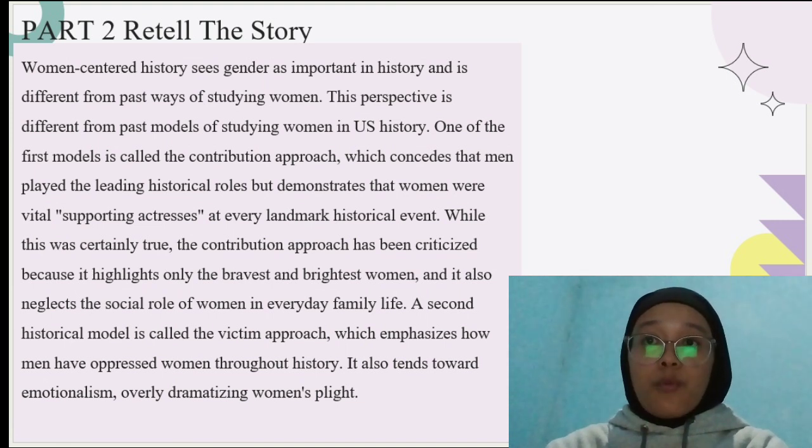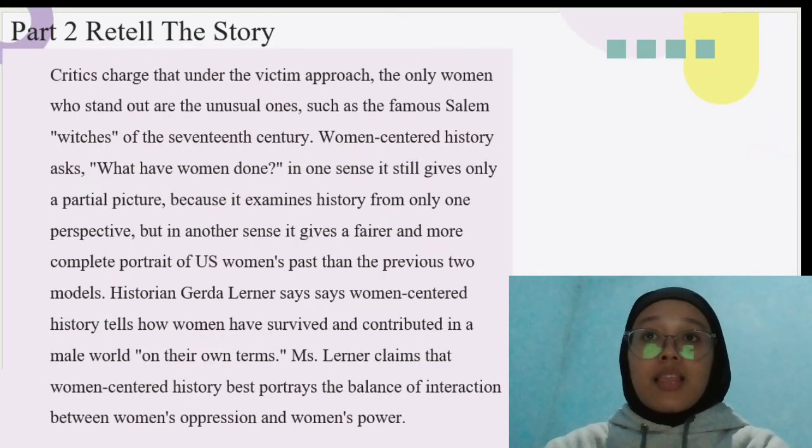A second historical model is called the victim approach, which emphasizes how men have oppressed women throughout history. It also tends toward emotionalism, overly dramatizing women's plight. Critics charge that under the victim approach, the only women who stand out are unusual ones, such as the famous Salem witches of the 17th century.